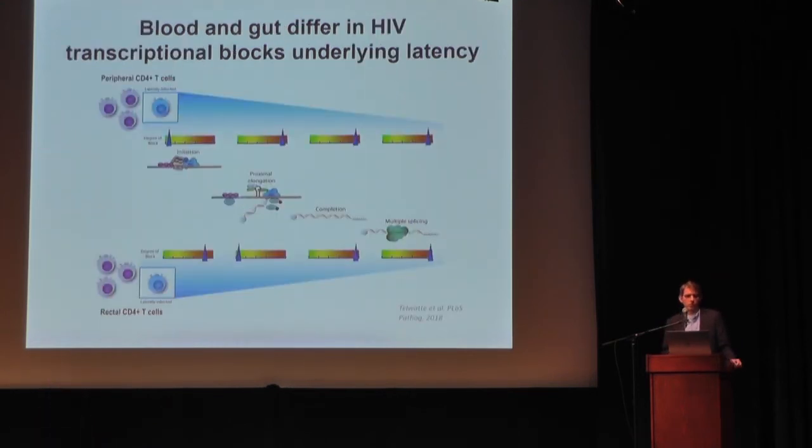And so this slide just summarizes a model of some of the mechanisms that may be different between blood and gut. In both sites, we probably have blocks to completion and to multiple splicing, but in the gut, we have a much stronger block to initiation of HIV transcription.